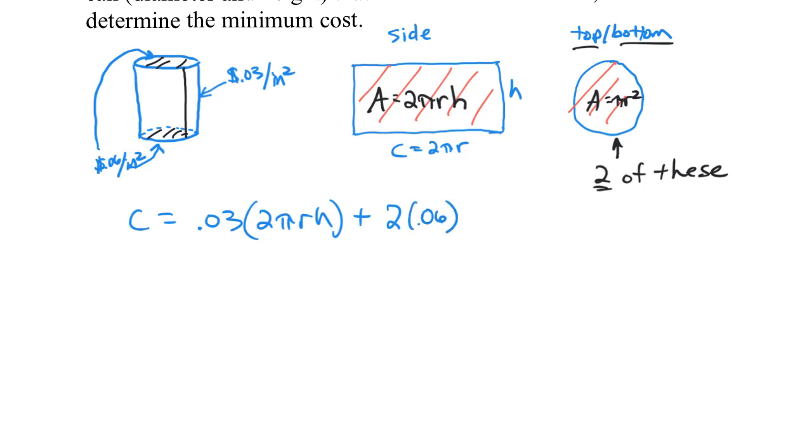And then we just have to think of the area. Well, the area we know is pi r squared. So now we multiply this by pi r squared. So we can clean this up a little bit, and we'll get 0.06 pi r h plus 0.12 pi r squared. So we've got our cost function here, and we want to minimize this.